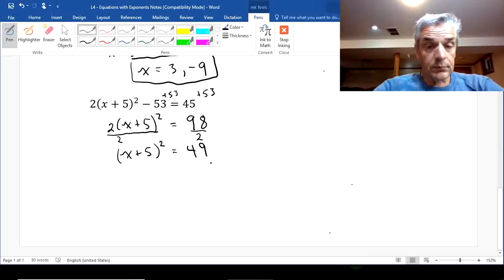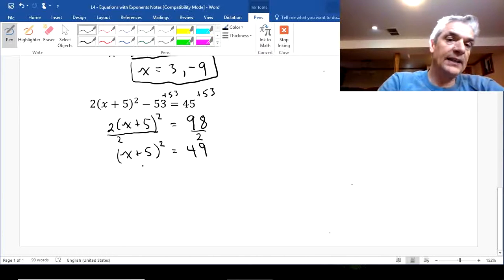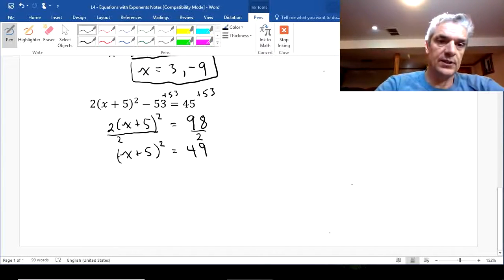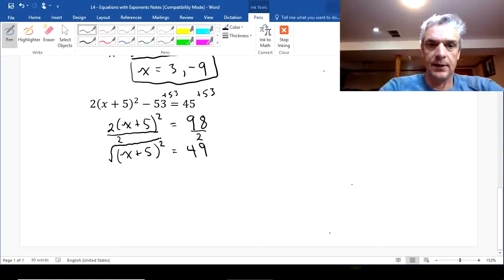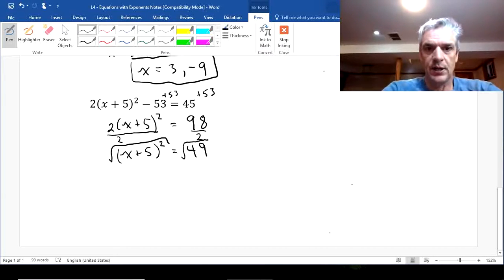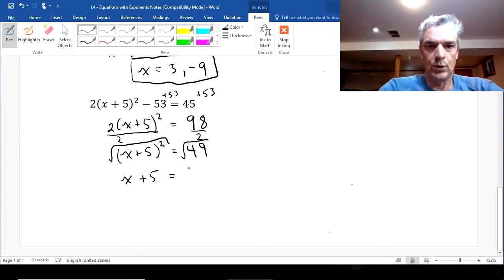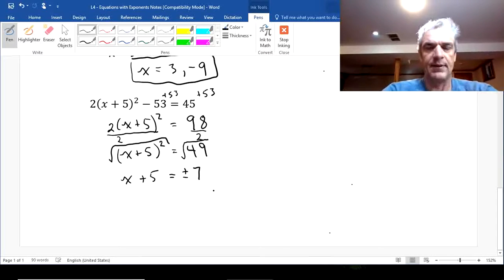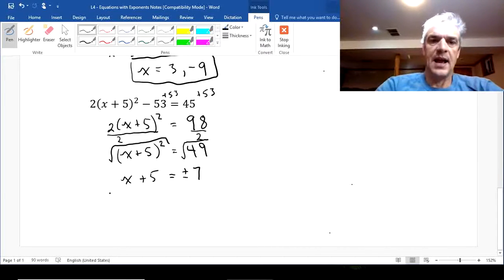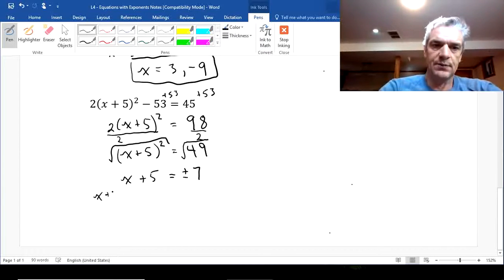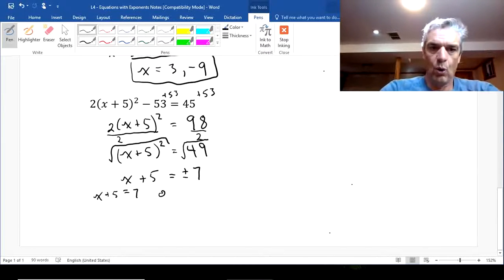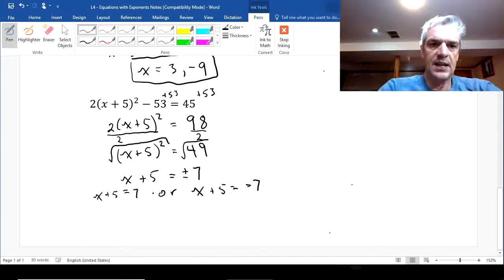All right. Now I'm in a situation where I can finally have the x plus 5 all by itself. And so I can take the square root of this. So if I move my pen in here, write it like this, square root here, and this will leave me with x plus 5 equals plus or minus 7. And I'm getting close, because now I can write this as x plus 5 equals 7, or x plus 5 equals minus 7. And I can solve each of these.